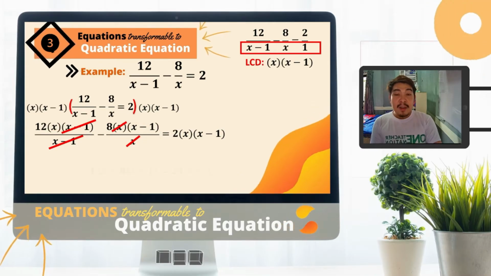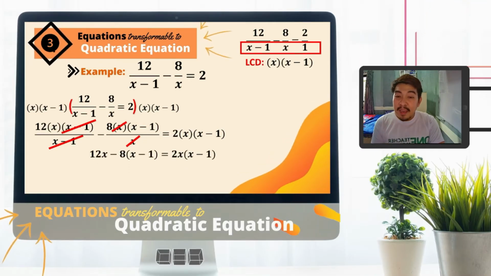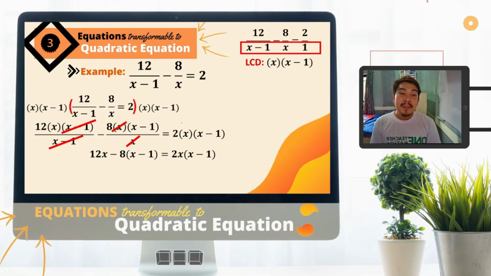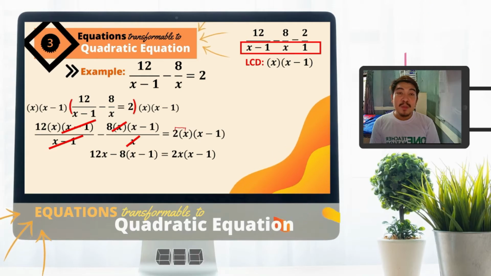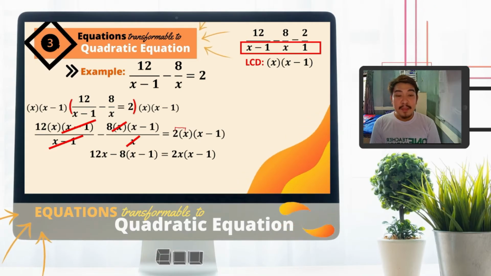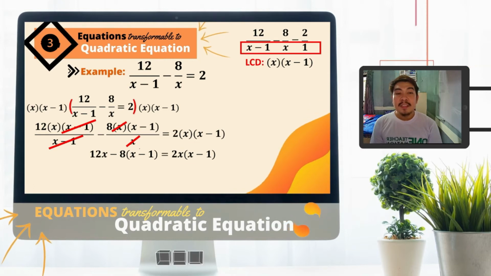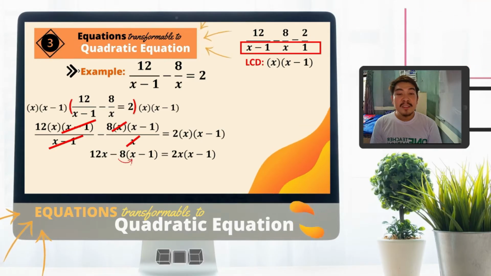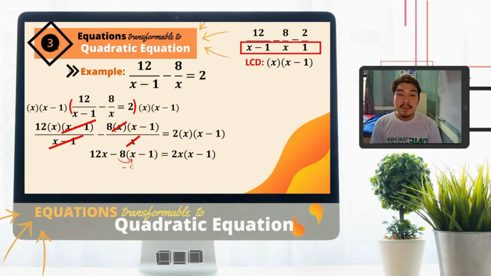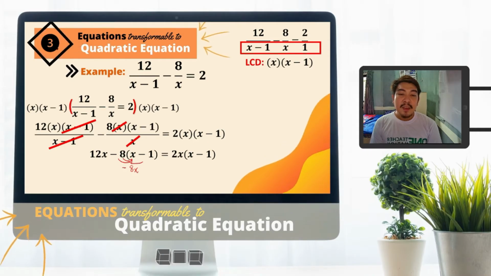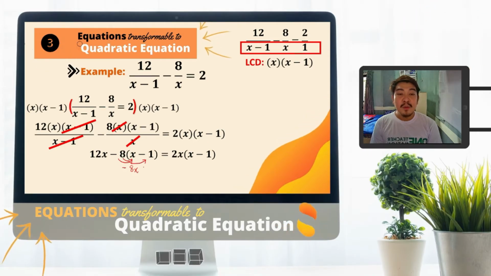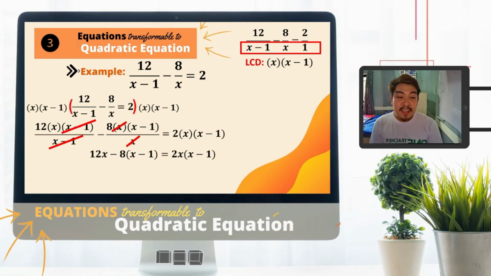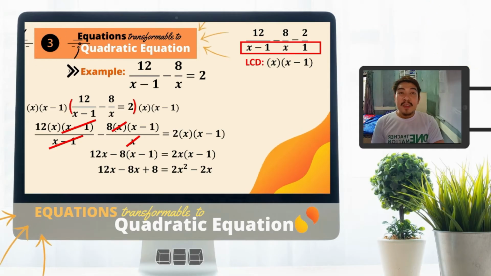So let us now have our equation. Ayan. So we have now 12x minus 8 times x minus 1 is equal to 2x. So 2 times x, sinimplify na natin, that will be 2x times x minus 1. Okay? So next, i-distribute naman natin si -8. Yan, si -8 dito sa terms inside the parentheses. So that will become -8x. And then, -8 times -1, that will result to +8. Okay? So tandaan natin yung expression na yan. Ayan. So, -8x plus 8.